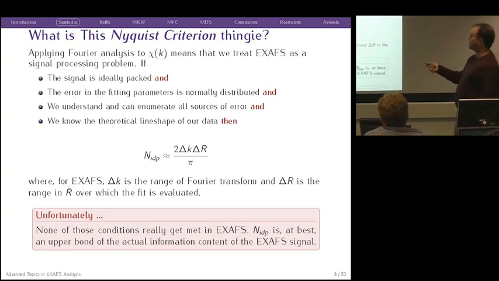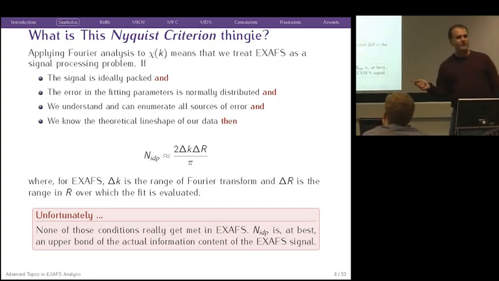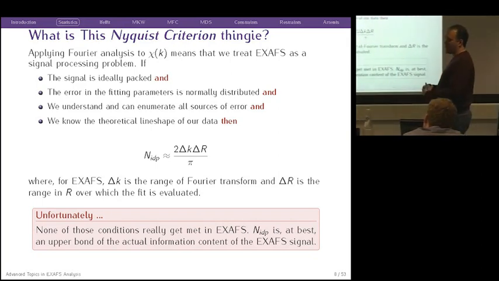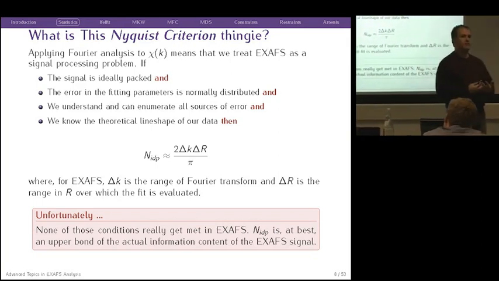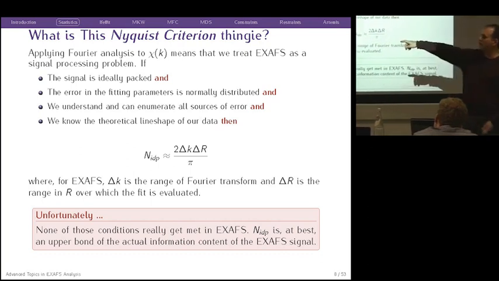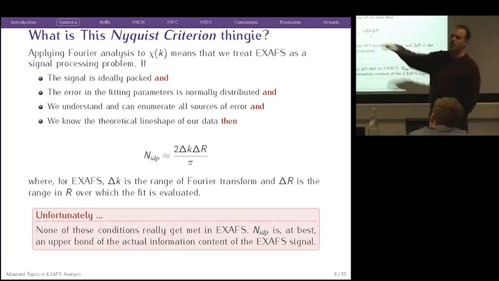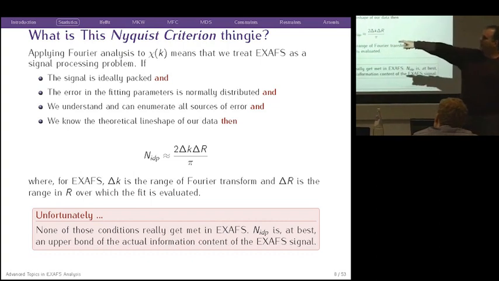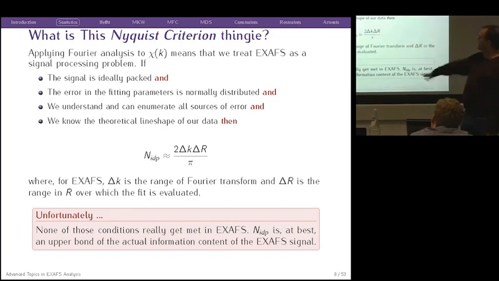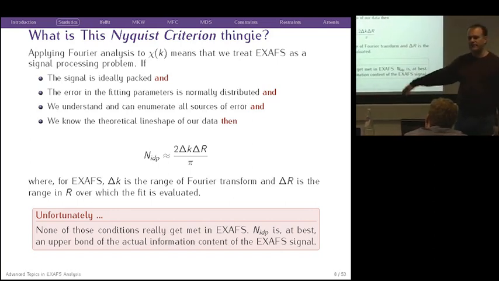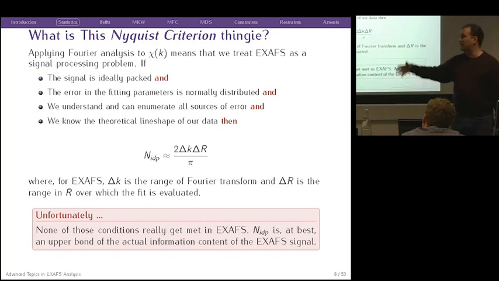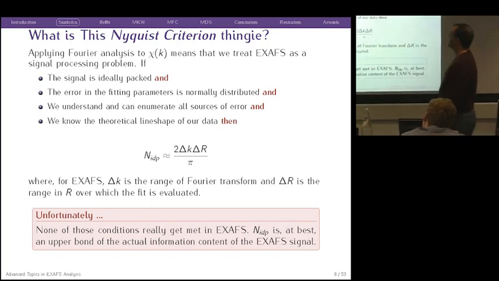So our signal is not ideally packed. The meaning of ideally packed in this context is that your signal is a sum of pure sine waves, and that's demonstrably not true. There's the Debye-Waller-like term that damps the sine wave. The sine wave is multiplied by f of k, which is something that has structure. It's almost ideally packed. It's basically the sum of sine waves, but it's not the sum of pure sine waves.